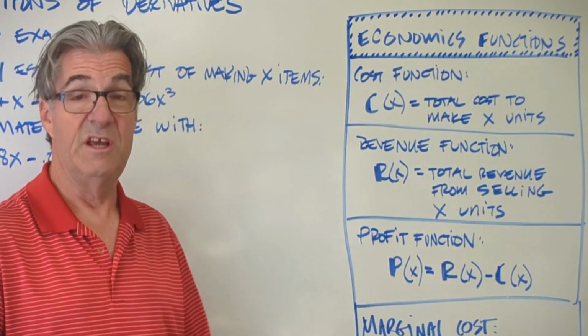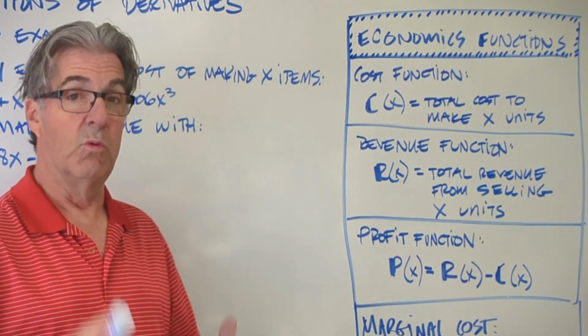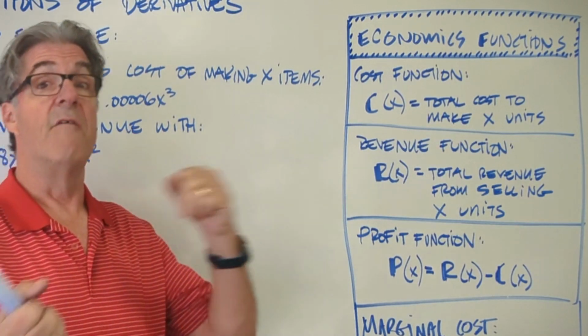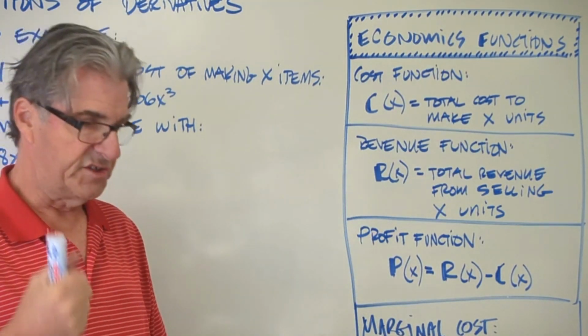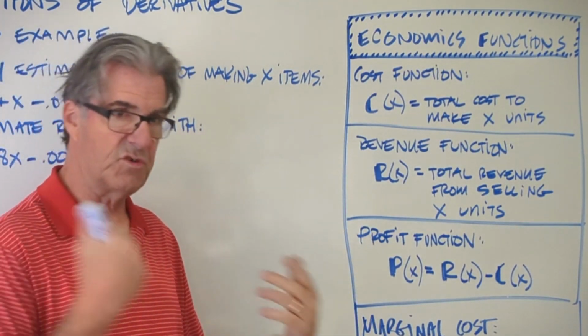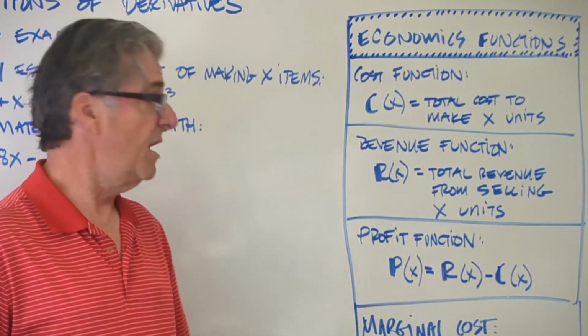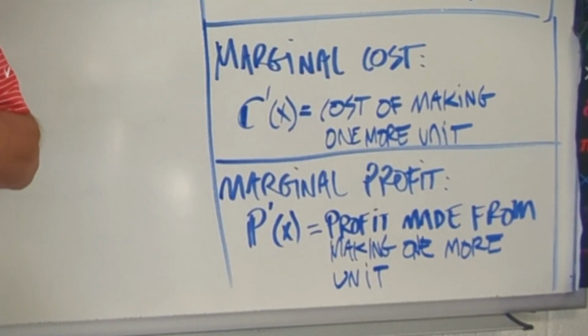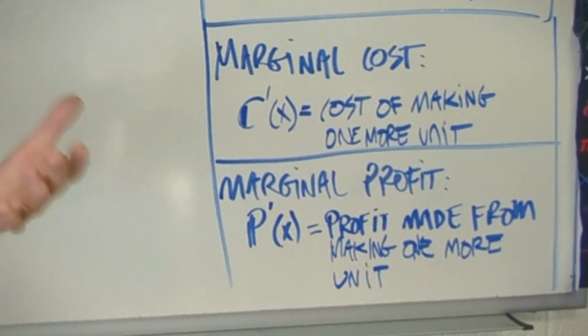The profit function is as you might expect. We're going to subtract the cost function from the revenue function. It costs us $10 to make 12 units and we sell them for 20. Our profit is $10. So that's the profit function. Finally, we have two more. These are marginal functions, and this is where derivatives come into play.